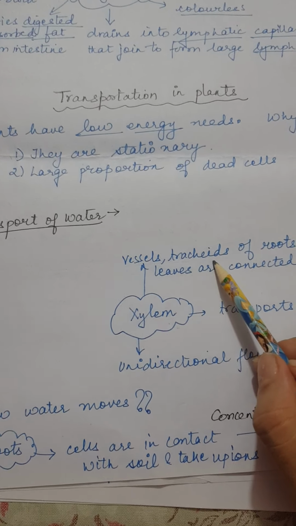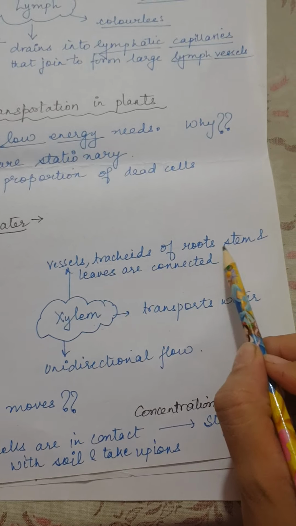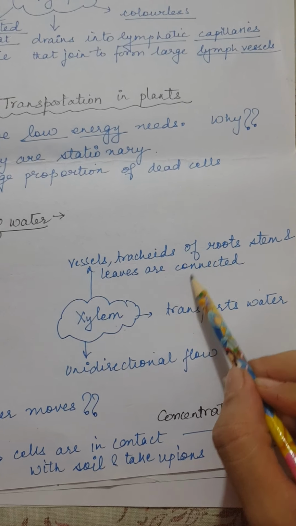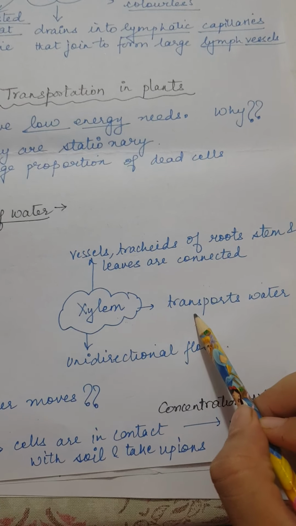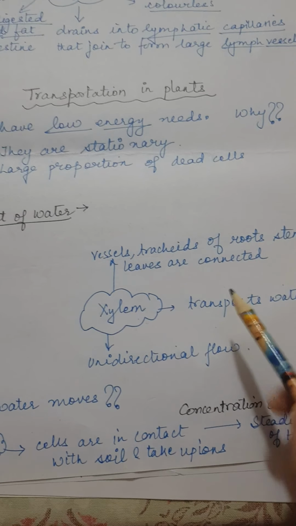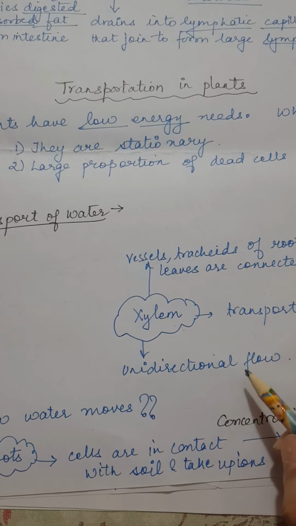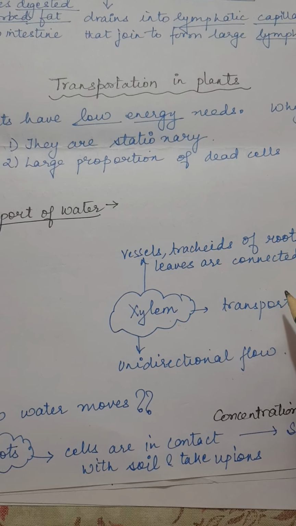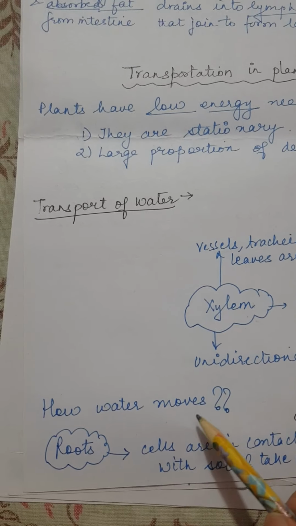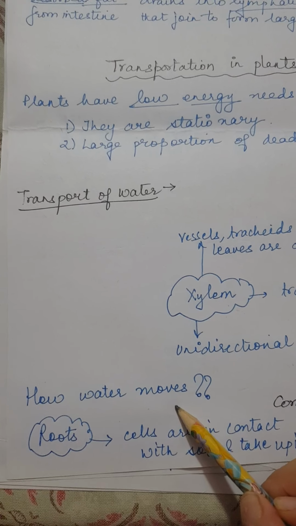So vessels and tracheids together, of the roots, stem and leaves, are interconnected with each other and they help in the transportation of water. We should remember that the flow of water through xylem is unidirectional, meaning from roots to the upper extremities of the plant body. Now, how does water move through the xylem?